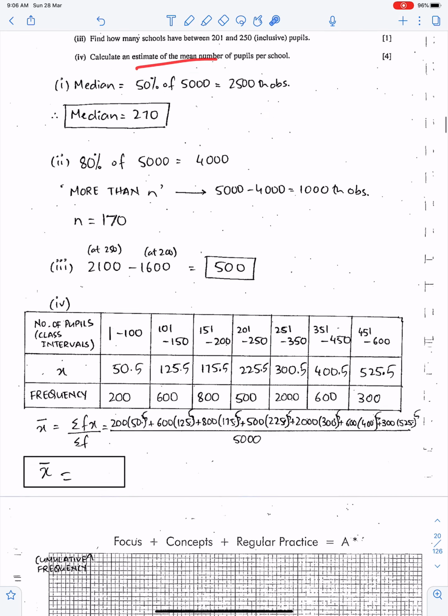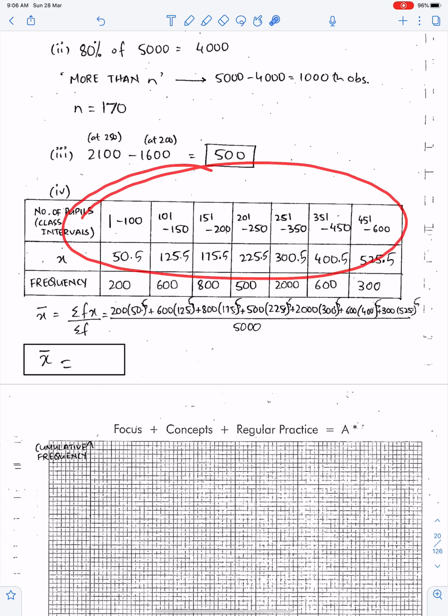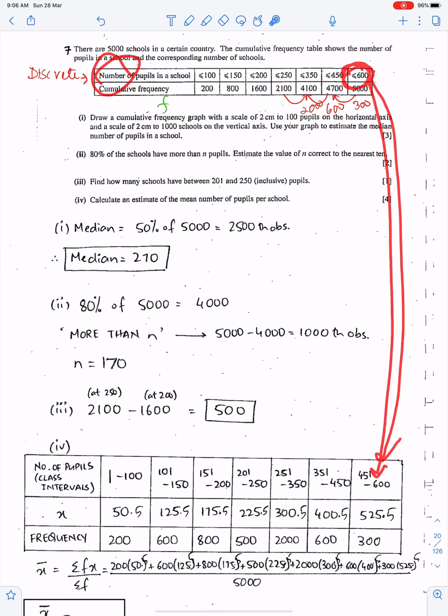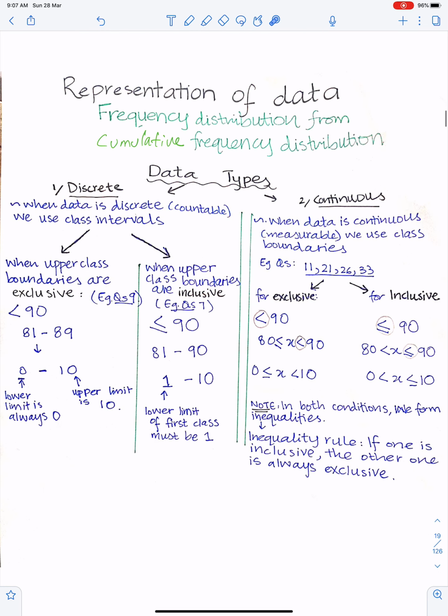Calculate an estimate of the mean. For mean, we basically constructed this table, and you can easily get the mean. Mean is sigma fx over sigma f. That's the answer of the mean. You can evaluate yourself. So we have done question 7, and we went for class intervals because data was discrete, and since this was inclusive, we wrote the same number here and we had 1 here. We have done this concept.